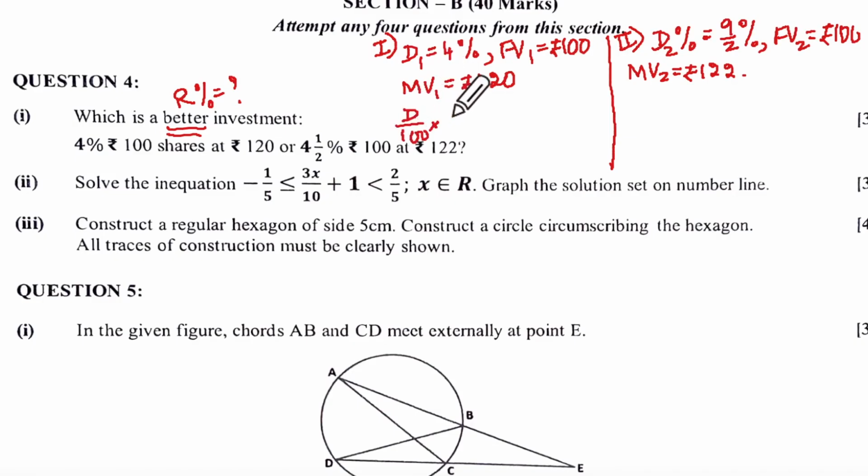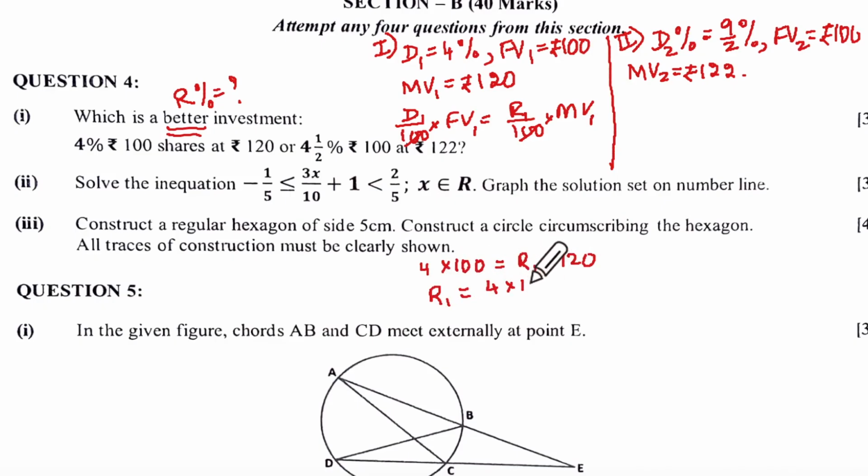D upon 100 into FV is equal to R upon 100 into MV. Please make sure that you do not make a mistake for this. D1, FV1, R1 and MV1. Then D means 4 into FV is 100 is equal to R1 into this is 120. So your R1 turns out to be 4 into 100 upon 120. That will give us 10 upon 3, means 3 1/3%.